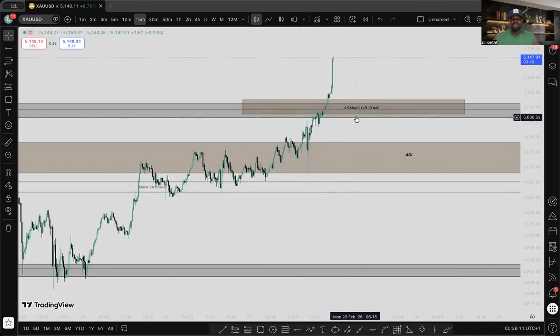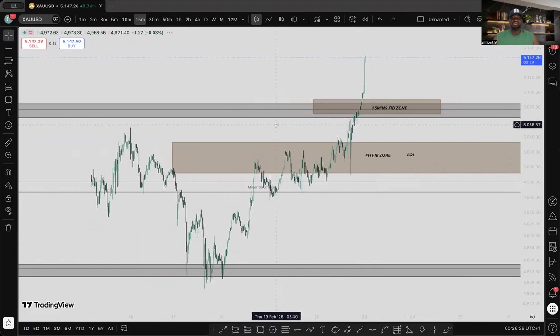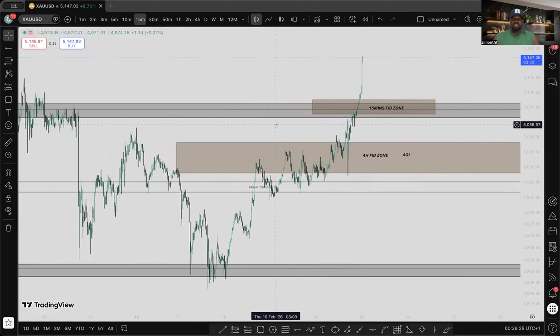Okay, so first attempt, let's mark up the 4 hours Fib zone. 4 hour Fib zone, all right? So right now, price is pushing. We're gonna ignore that push. That push is not for us, okay? That is not our push.